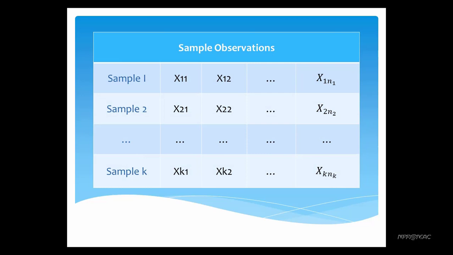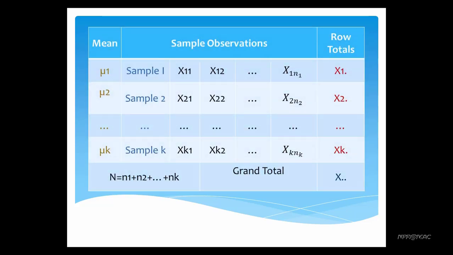We are given k sets of observations. The sample sizes are n1, n2, etc., up to nk. What we have to check is whether these samples are drawn from populations having equal means. For checking that, first of all, we assume that our populations are normally distributed with means μ1, μ2, etc., μk, and also the variances of all these populations are the same.